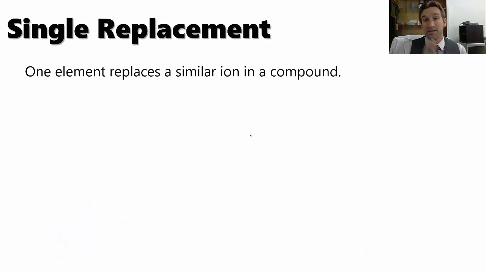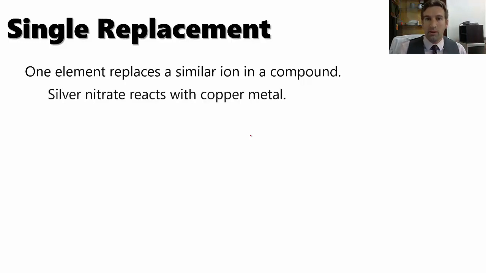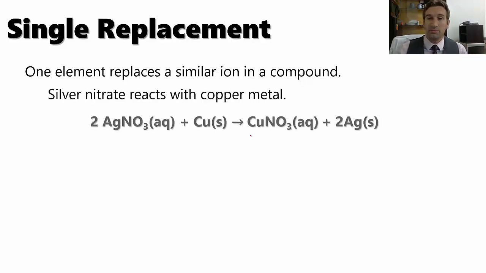Our first is the single replacement reaction, single replacement. This occurs whenever you have an element replacing a similar ion that's part of a compound. So you'll have an element, you'll have a compound pair, the element will replace one of those ions, make one of the existing ions into its own element. Now a visual of this would be silver nitrate solution reacting with copper metal.